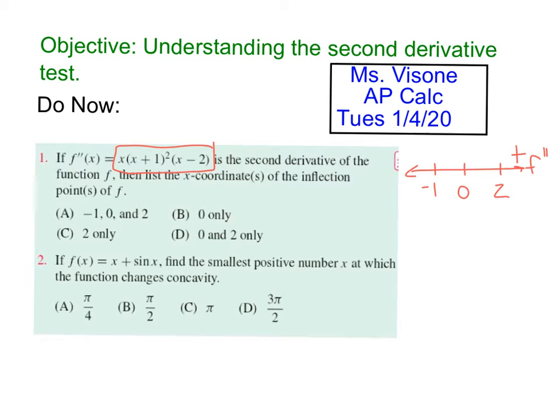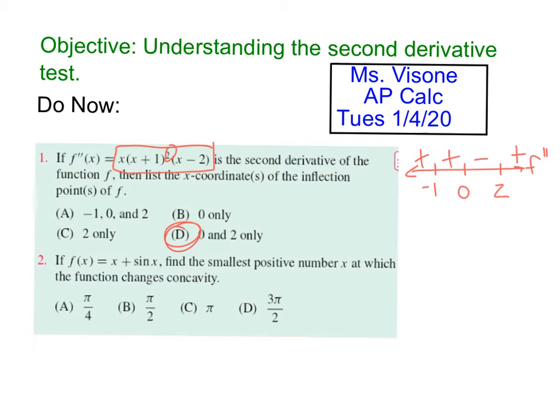Plug in 1, I get a negative. If I plug in -1/2, I get a positive. And if I plug in -2, I get a positive. So that -1 is not an inflection point. So it's just 0 and 2. And I could kind of tell that because I knew it wasn't going to change sign because of this square.